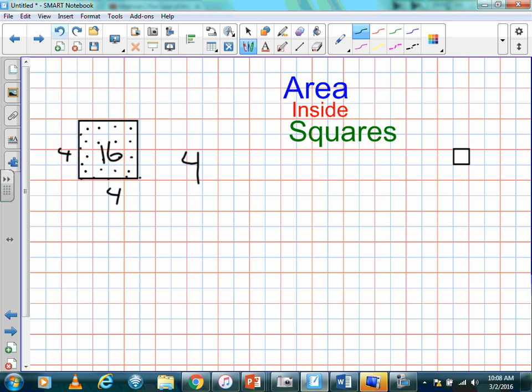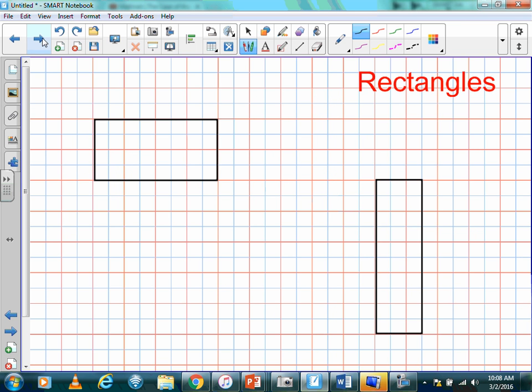One thing we do need to do, though, is write this. 16 square centimeters. That's what you have on your graph paper. Or we could write 16 centimeters squared. You have to label everything. Okay, let's move on. Rectangles are easy.